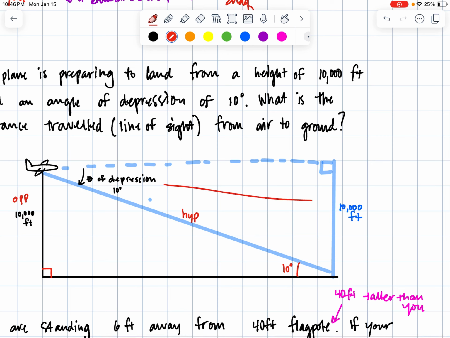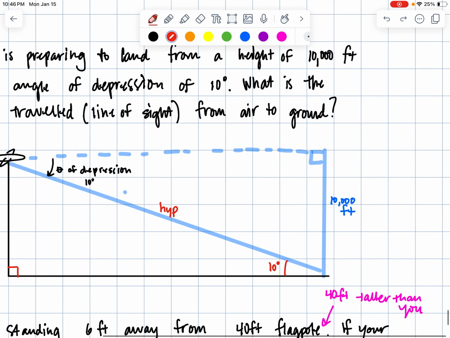Ironically enough, it'd be the same thing here. 10,000 feet is the opposite side. Hypotenuse is still the hypotenuse. What is that distance? We have 10 degrees. So this is what we need to do.